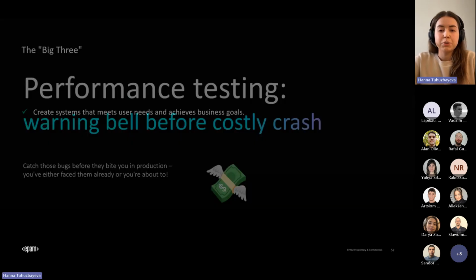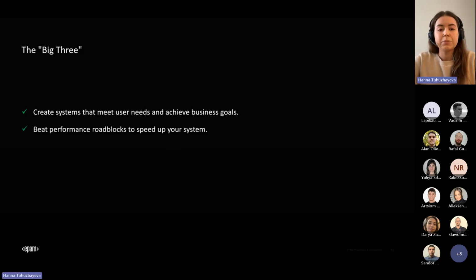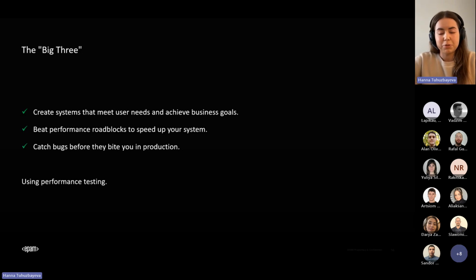Once more, let's review today's 3 key ideas. Firstly, create a system that meets user expectations and achieves business goals. Then, beat performance roadblocks to speed up your system. Last one, catch bugs before they find you in production. And of course, you can do all of this using performance testing in your project.